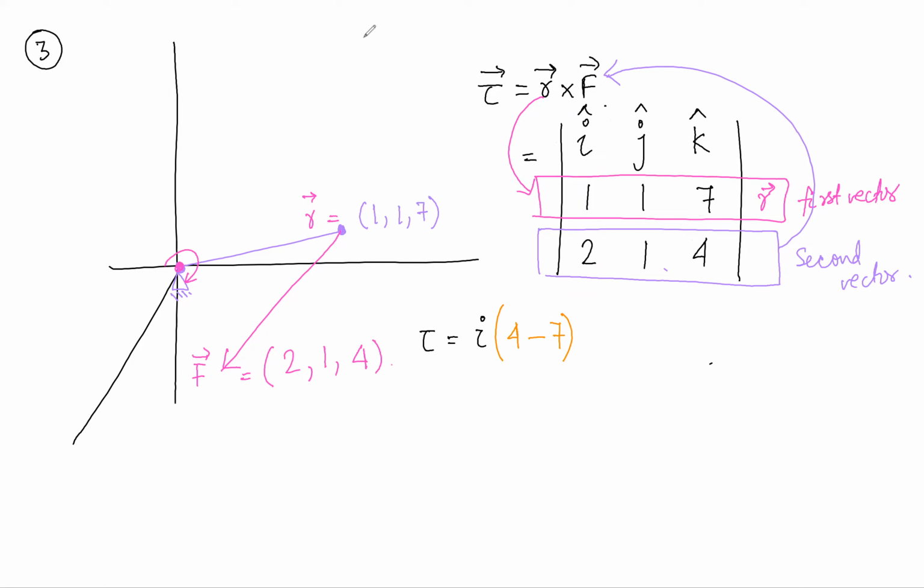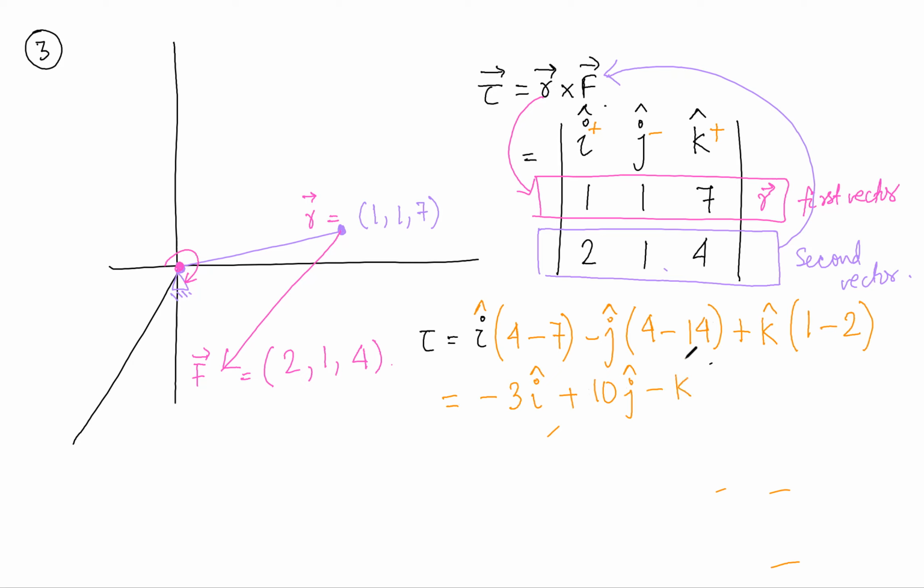So this is your I cap minus J cap. I is plus, J is minus, K is plus. Again block out J. So you'll get 1 into 4 minus 2 into 7. And then finally you'll have K cap and then 1 into 1 minus 2 into 1. So 4 minus 7 is minus 3 I cap. 4 minus 14 is minus 10, but that becomes plus 10 J cap. And 1 minus 2 is minus 1 K cap.